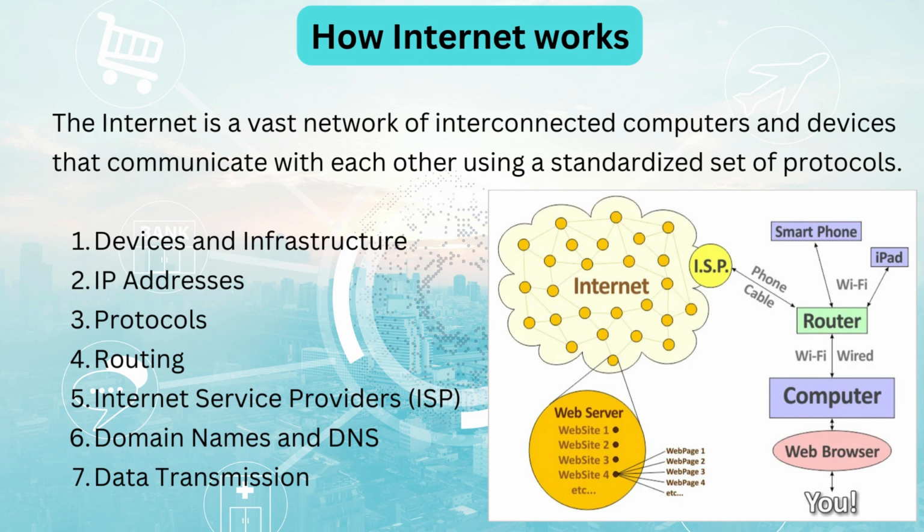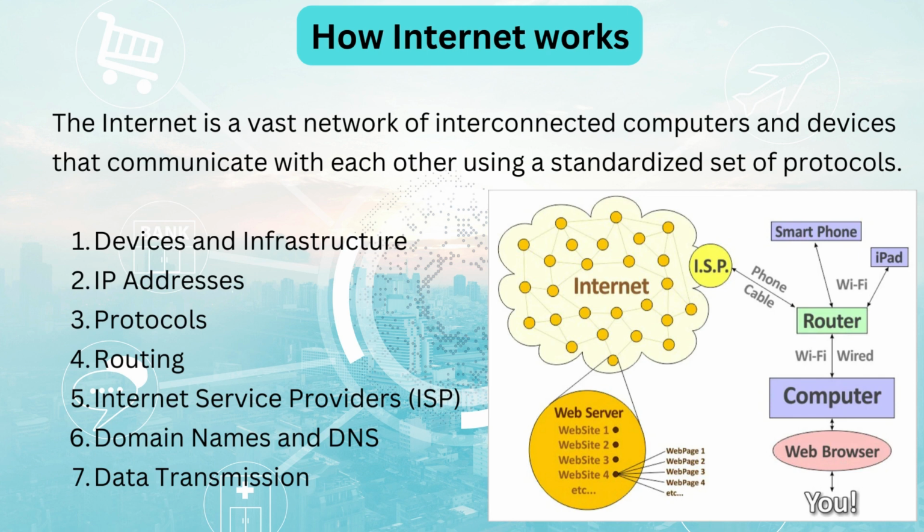TCP ensures that data packets are delivered reliably and in order, while IP handles the routing of data packets between the devices. We learned about TCP/IP in detail under the networks chapter, which is the previous chapter already. So if you are not clear, please go through the networks playlist. You can find the details of TCP/IP.